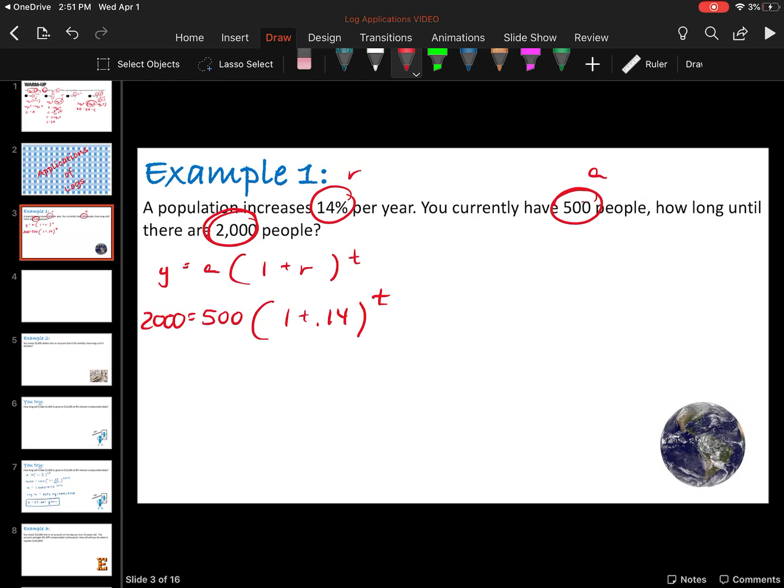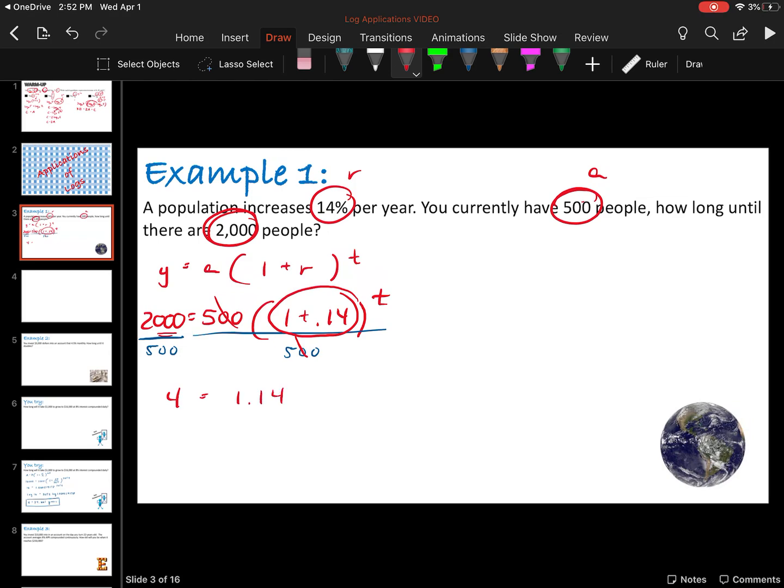Now, before when you guys did this, you had to plug it into your table in your calculator and find the t value that correlated with 2,000 as your y value. But we know how to solve these equations now. So the first thing you're going to do here is divide both sides by 500, because we're going to try to isolate the exponent, or the power. So that's going to get me 4 equals, and then over here I can add these up. So the 500 goes away.